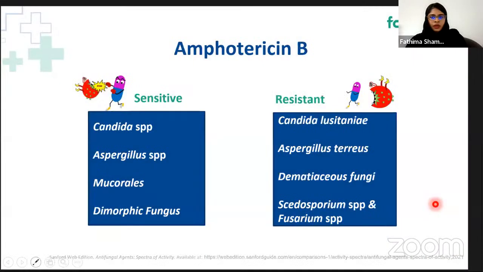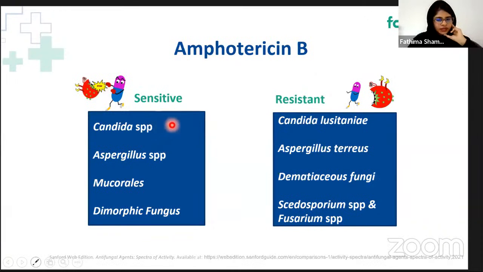Okay, now we are going to see each antifungal agent, and I'm also going to show you a table where you will understand the values and how we can know whether it is a good antifungal agent. So let's get started. First, we have amphotericin B.